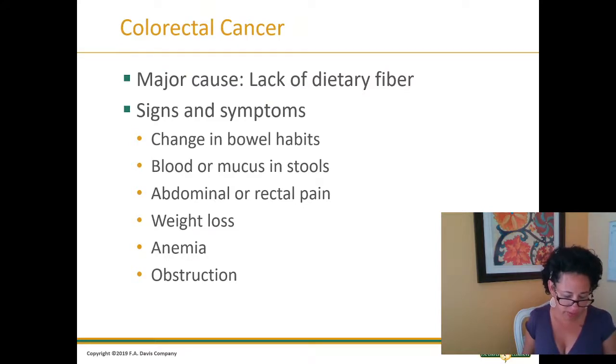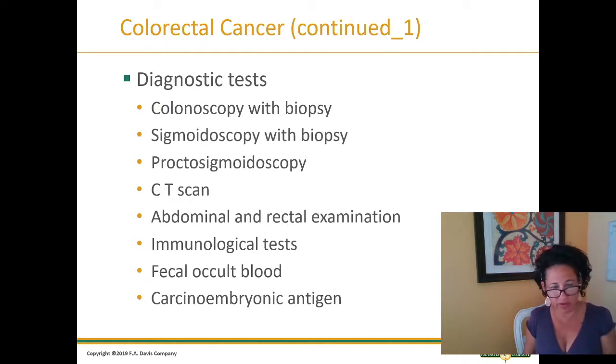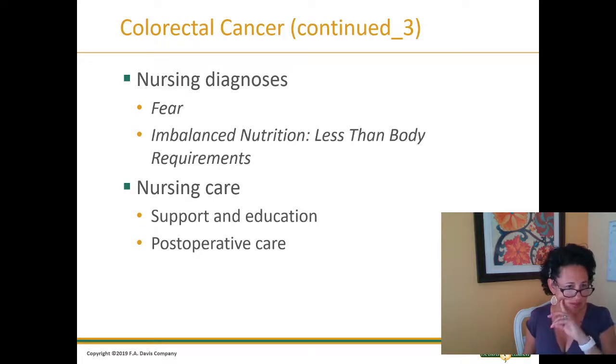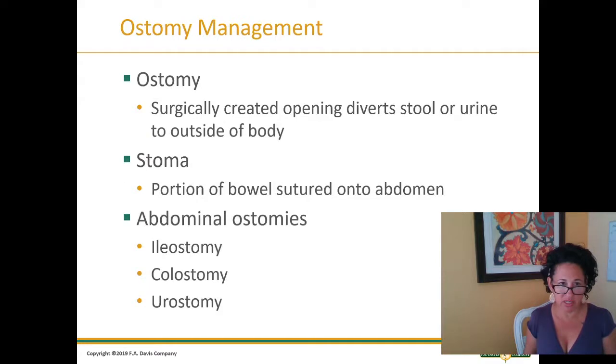Colorectal cancer is on page 679. Change in your bowel habits, abdominal pain. You can see it's very similar for all of these, so you have to see a specialist. Colonoscopy, biopsy, fecal occult blood. These are our diagnostic tests. Therapeutic interventions: we're going to have surgery, resectioning, radiation, possible chemotherapy, analgesics definitely for pain control. Fever, possible infections, fluid imbalance. These are your nursing diagnoses: support and education, and postoperative care. You need to do good patient teaching.